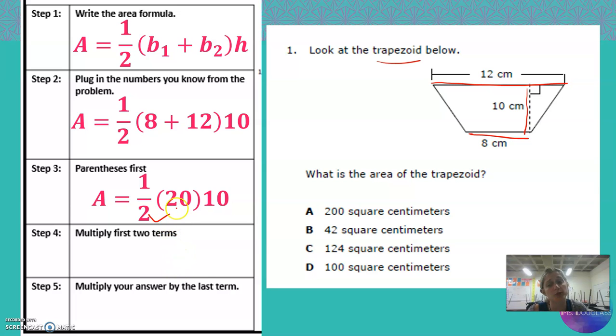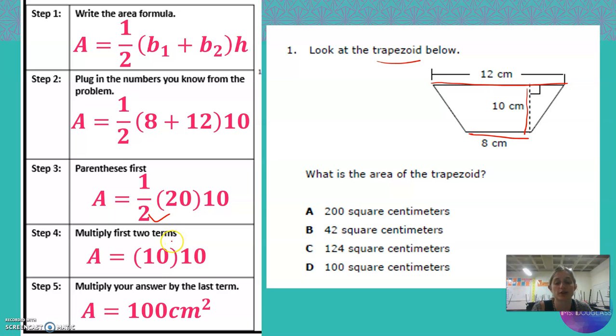If it made you more comfortable to multiply the 20 times 10 and then cut it in half, that's fine too. So long as you're multiplying two of the three numbers together, and then in the next step you'll multiply it by that third number, it does not matter the order. So I'm going to do half of 20, which is 10, and then 10 times 10, which is 100. Don't forget your units. It's area, so you're using your units, which in this problem was centimeters, and it's squared because ultimately we did centimeters times centimeters. That's how you find the area of a trapezoid.